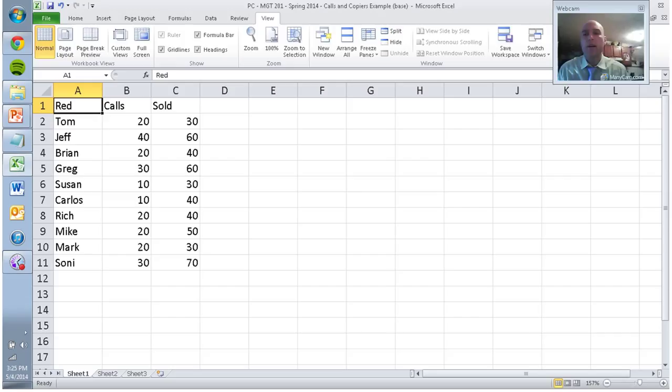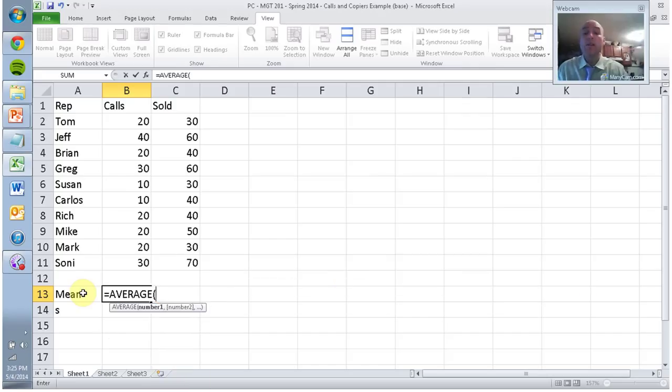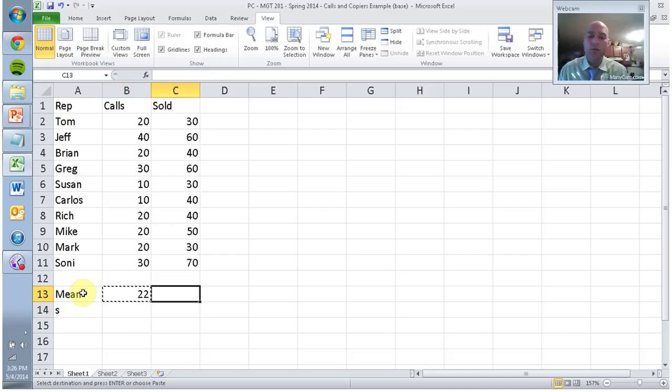This is the same data set that we were just looking at here. There's a couple of statistics I want to start by calculating that we should always calculate, and that's the mean and the standard deviation. So I'm going to use average to get the mean of those data, in other words, the number of calls. It turns out it's 22. I copy the formula over, mean is 45. We saw that before. That makes a lot of sense.